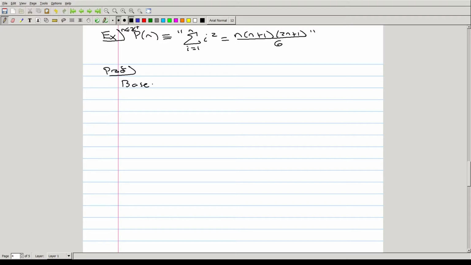So we start with the base cases, and our proof by induction. In this case, P of 1, which is the statement that the summation from 1 to n of i squared, when n is 1, is just 1 squared. This is equal to 1, which is the same thing as 1 times 1 plus 1 times 2 times 1 plus 1 over 6. And this is 2, this is 3, 2 times 3 is 6, 6 divided by 6 is 1, therefore this holds.